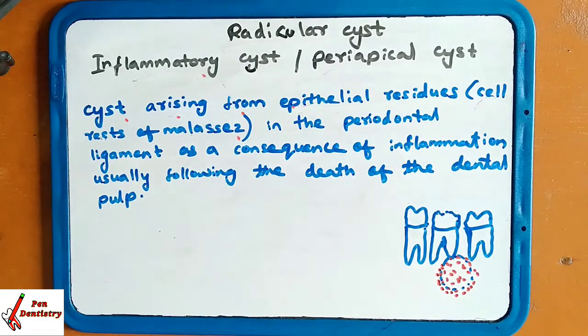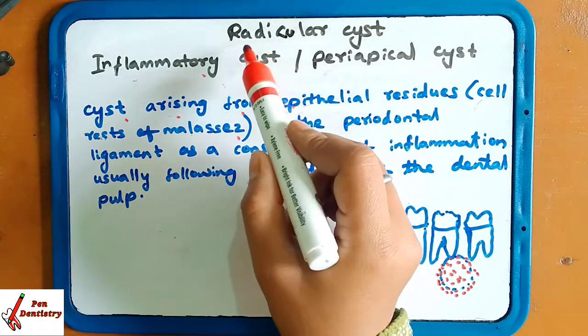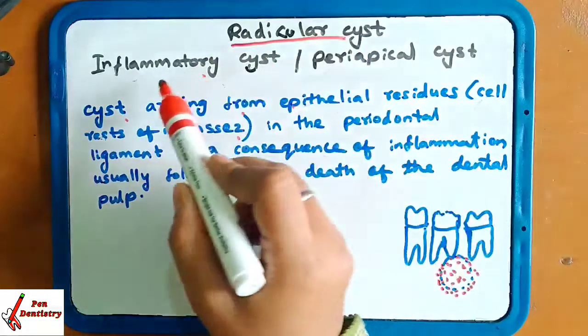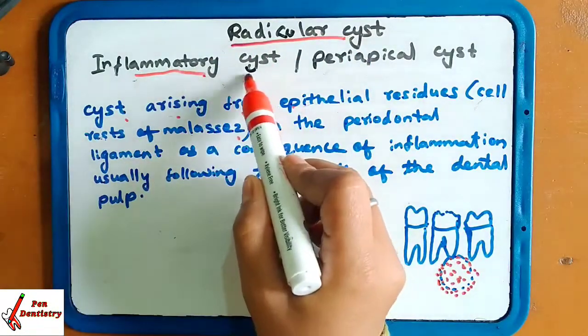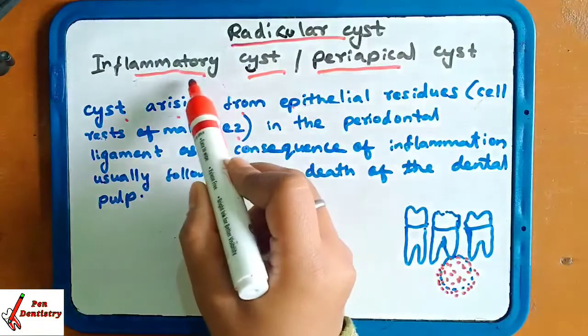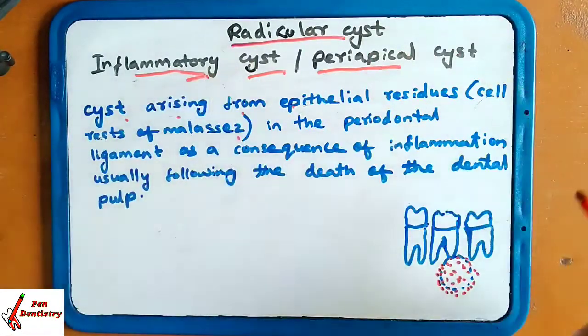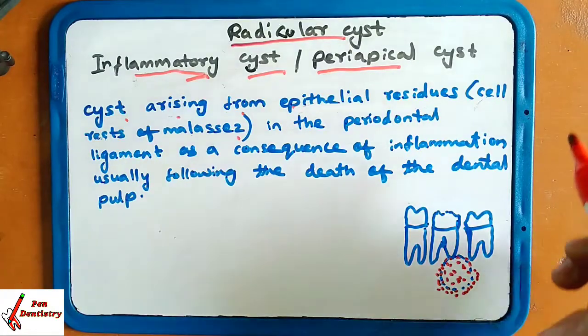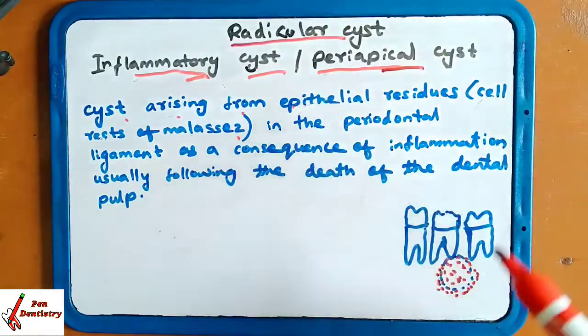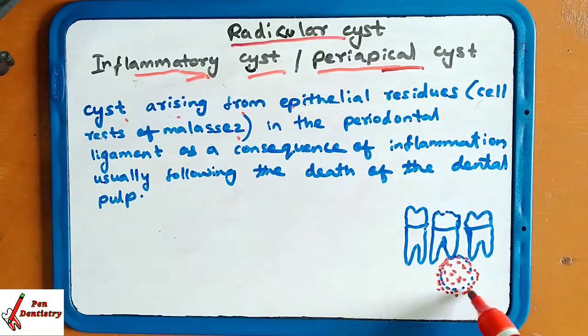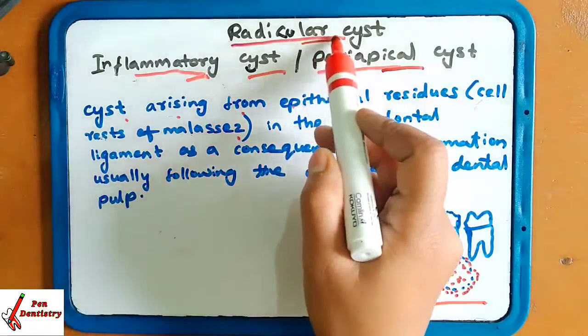Radicular cyst. Today we are going with radicular cyst. It is also known as inflammatory cyst and periapical cyst. Why is it called an inflammatory cyst? Because of the inflammation, it is known as inflammatory cyst, or periapical cyst due to the periapical region. It is located at the periapical region. That's why it is known as radicular periapical cyst, also known as radicular cyst.